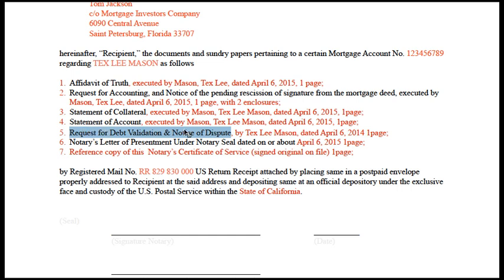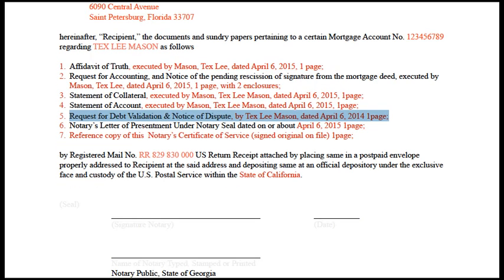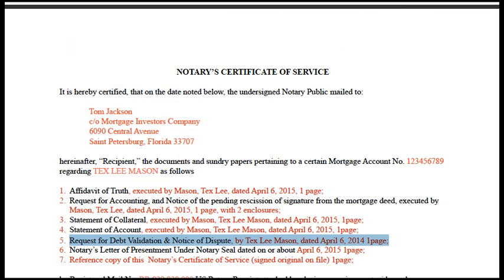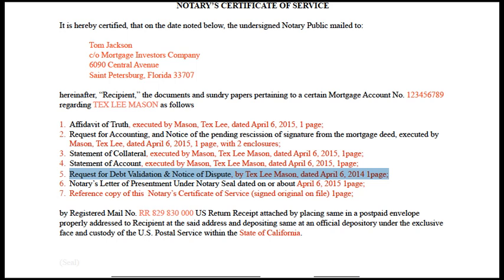A request for debt validation and notice of dispute. This doesn't have much to do with what we're talking about. This is a request for debt validation under the FDCPA, which is the beginning of a separate process within itself. But hey, since you're doing a notary presentment anyway, go ahead and throw that in there. Create more obligations and things that they have to respond to, right? And by registered mail, blah, blah, blah. So you can see how long this can get. This is 7 things. You could put 8, 9, 10.